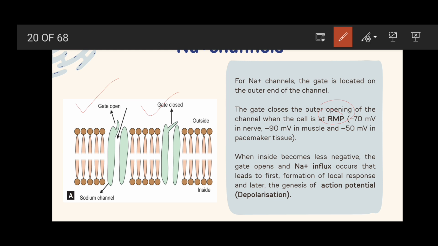So in case of resting stage, the membrane potential is around -70 millivolt, which is in nerve cells, and in case of muscles it is around -90 millivolt. In case of pacemaker tissue it is -50 millivolt.